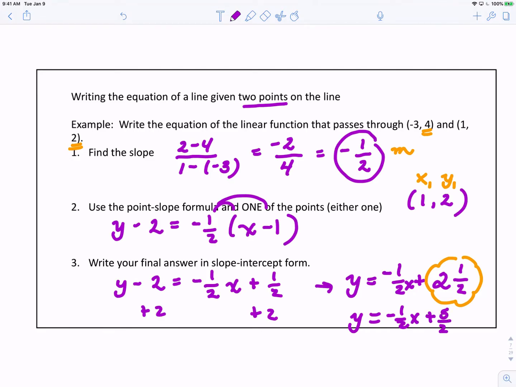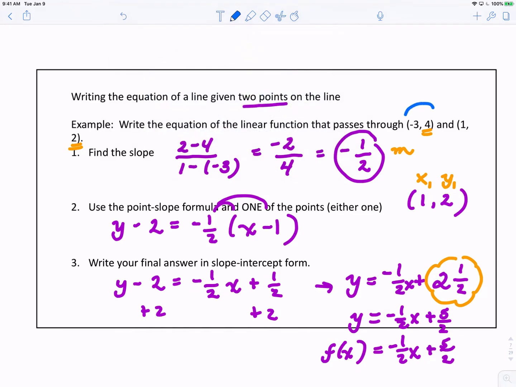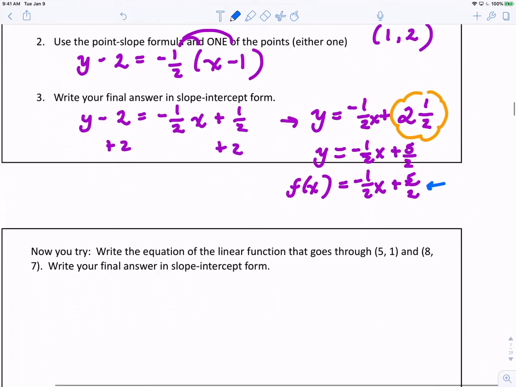And again, we often write function notation instead. So f of x is equal to -1/2 x plus 5/2. And we would have gotten exactly the same answer had we decided to use this other point. So had we decided to use (-3, 4) instead, in the end, we would have gotten exactly the same answer. So it doesn't matter which point you pick.